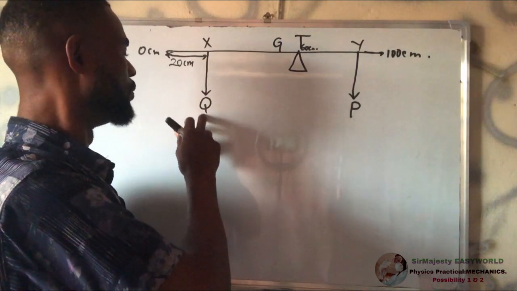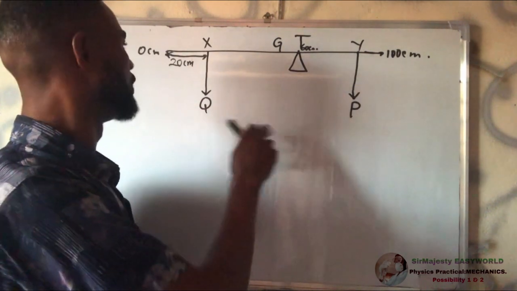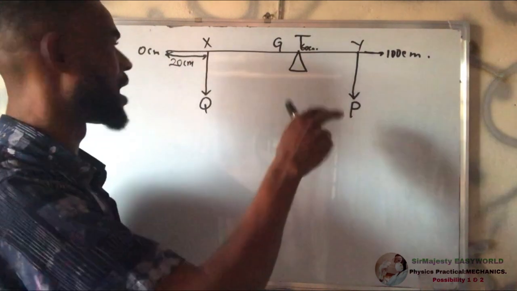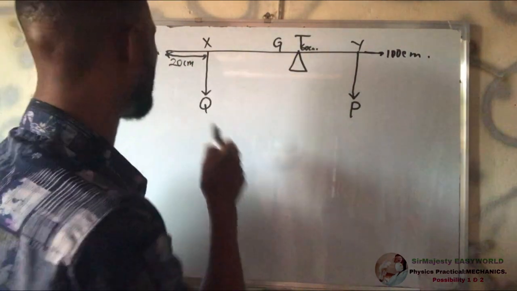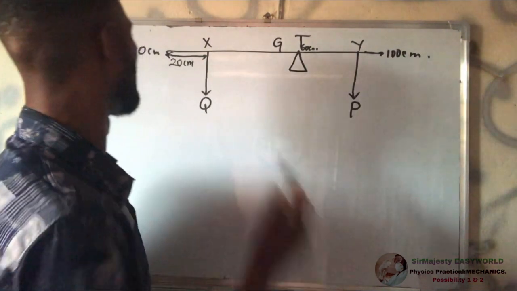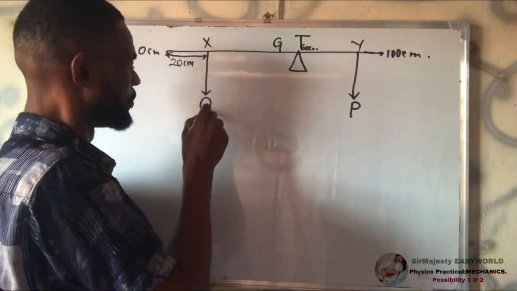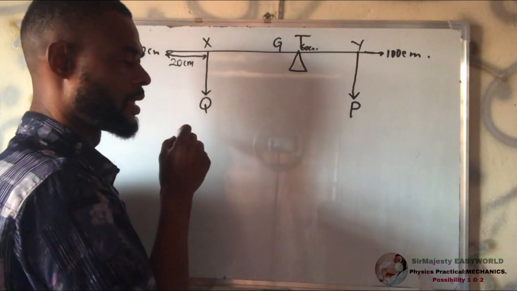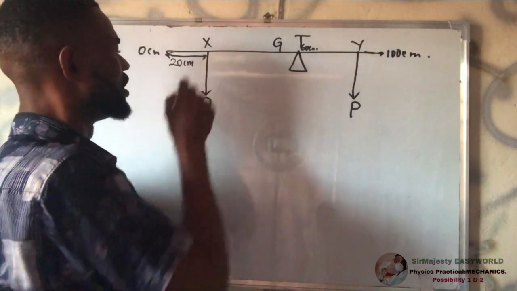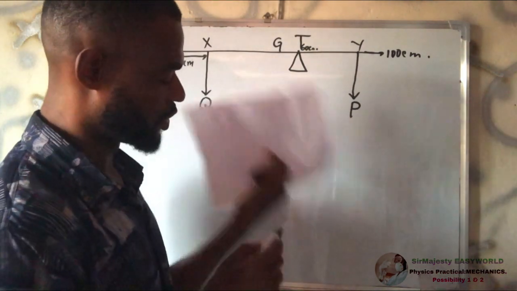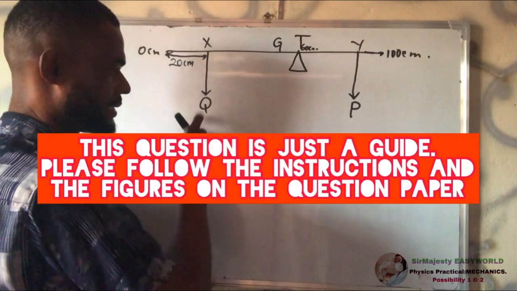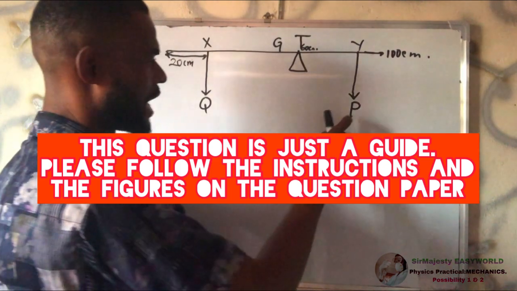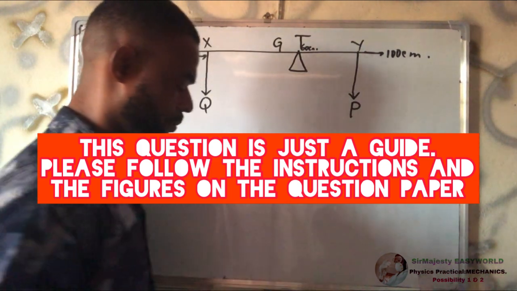The position of Q is specific. It starts with the 20 cm mark from the 0 end. So it means that from the point of 0 to where this mass is located, I have 20 cm from there. And remember that the question said that you should measure the weight of the mass Q and measure the weight of the mass P.